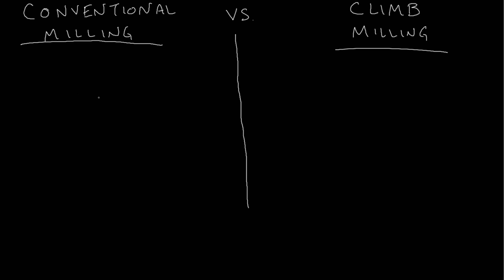So today we're going to talk about conventional and climb milling. This has to do with the relative motion of the cutter. In this example, we're going to use an end mill and the direction that the end mill is traveling with respect to the material. So I'll draw the material here in blue.